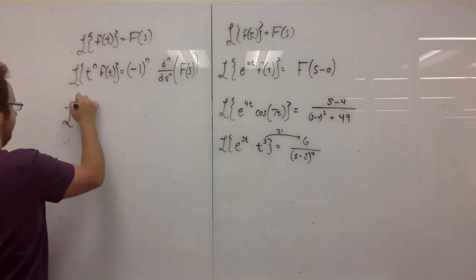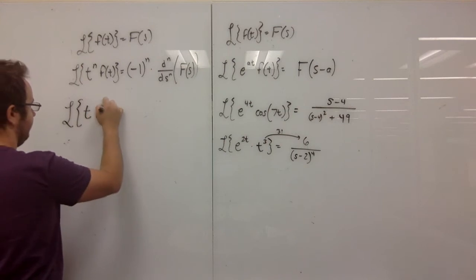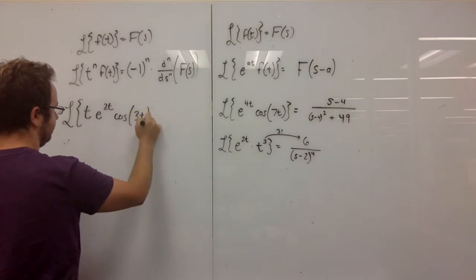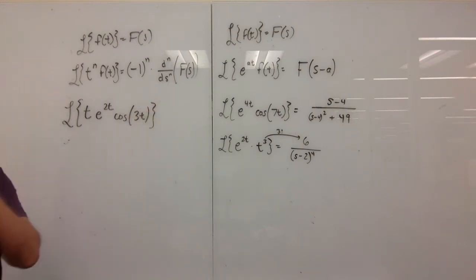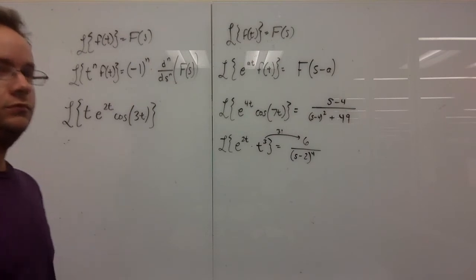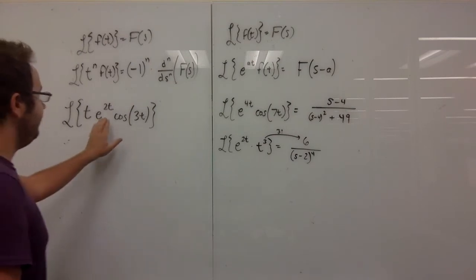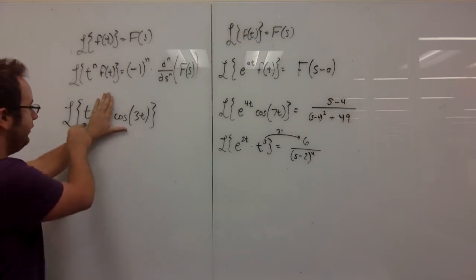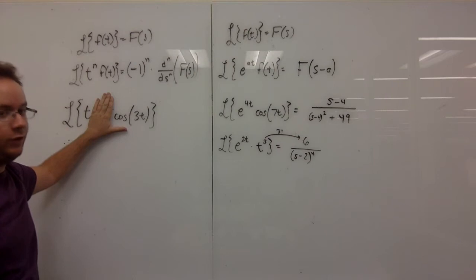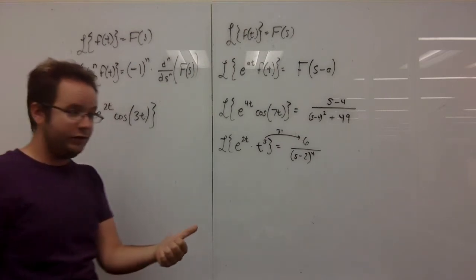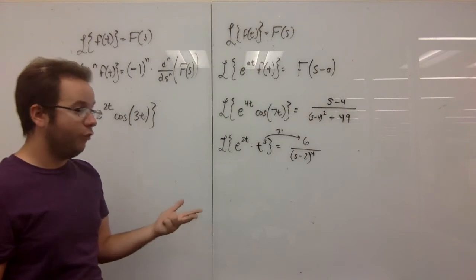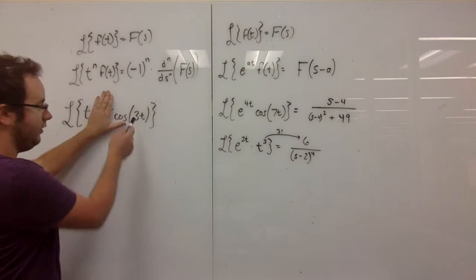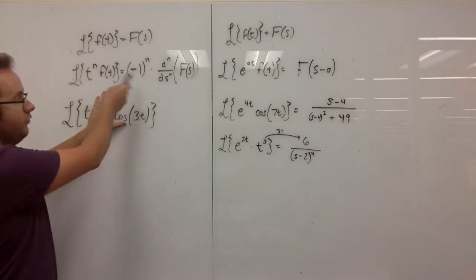The Laplace transform of t e to the 2t cosine of 3t. Now you could say, this e to the 2t is going to cause a shift. That helps you get rid of this e to the 2t. But then I'd ask you, what's the Laplace transform of t cosine 3t? Do you know? It's not one of the ones you know. You know the Laplace transform of t to the n, of e to the t, of 1, of cosine and sine. But you don't know the Laplace transform of t cosine. The only way you could ever get this is using this rule here.